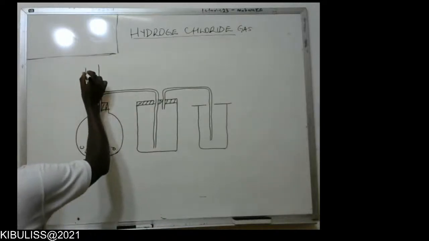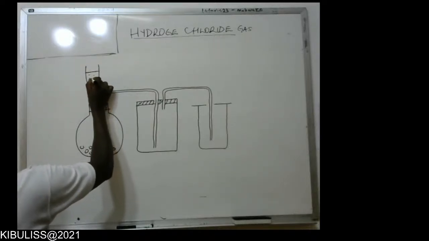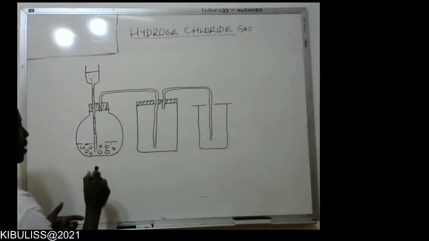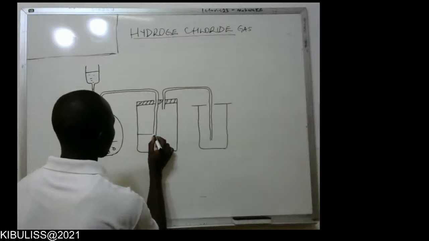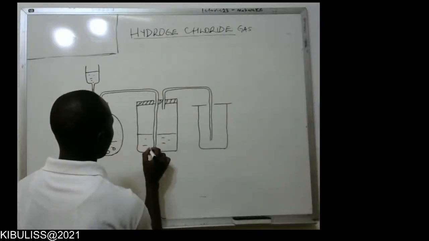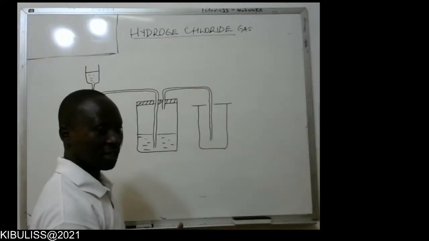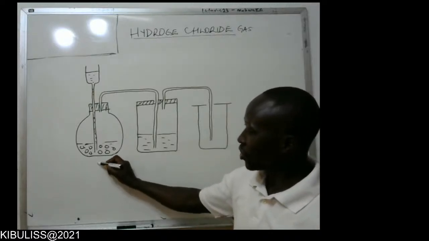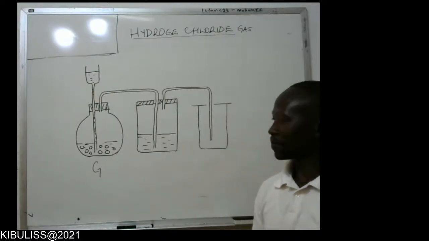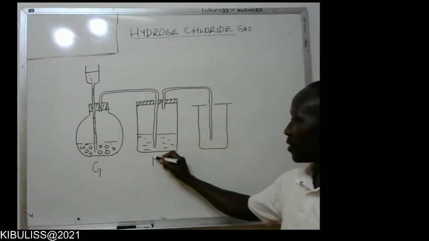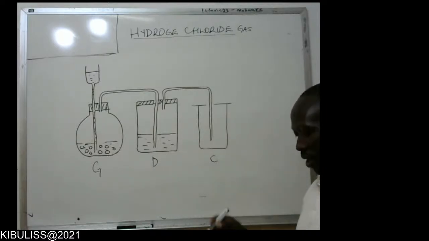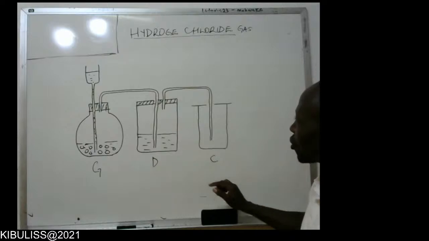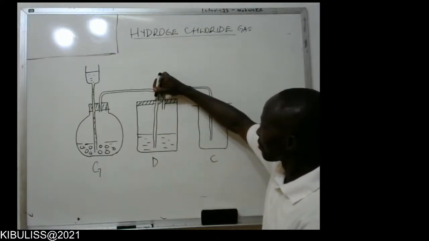So, each one of us check if your diagram looks more or less like the one on the whiteboard. You check. If yours is different, then there is something wrong. So, this is the G point, generation point. This is the drying point. This is the collection point. Make sure there is no gas leakage completely.